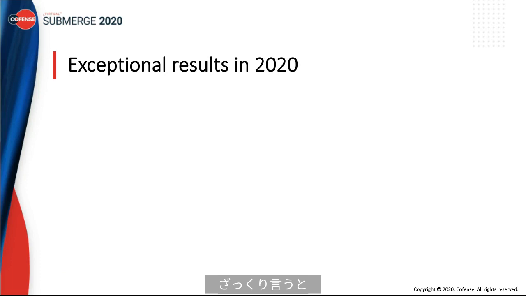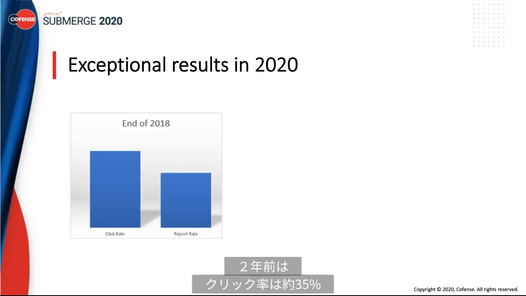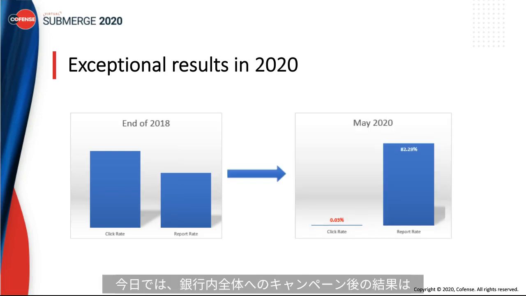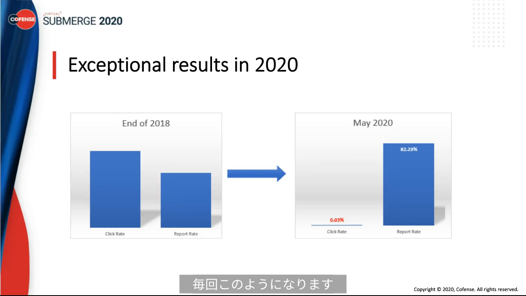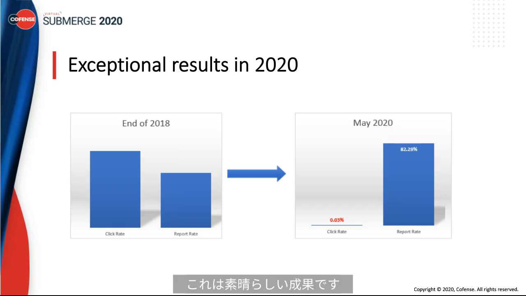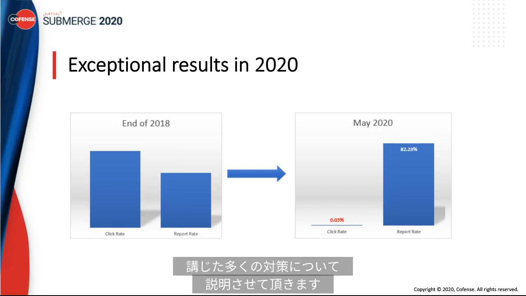To give you an idea, here is the kind of result we can see today. 2 years ago, we had a click rate of about 35% and a report rate of 25%. And today we see this kind of result every time we launch a campaign to all the bank. We have a 0% click rate and an 82% report rate. It's really amazing. And we do lots of things to arrive at these results.